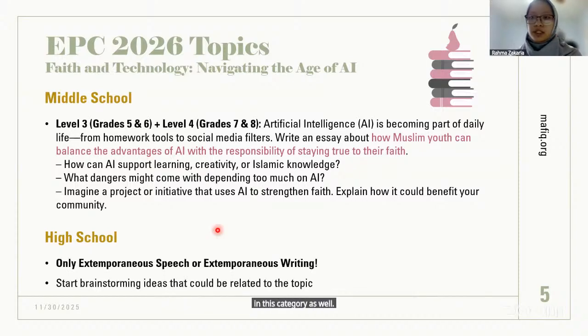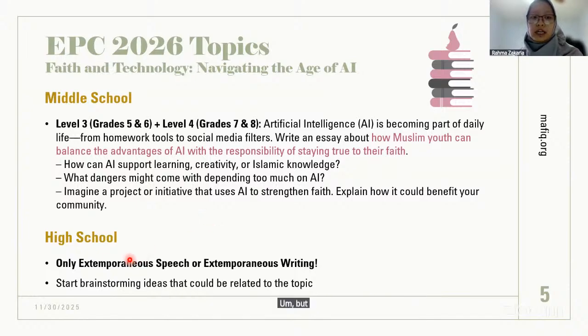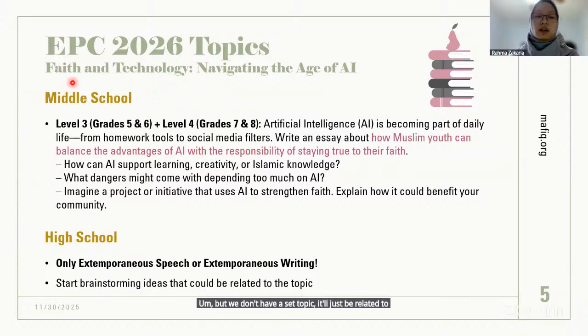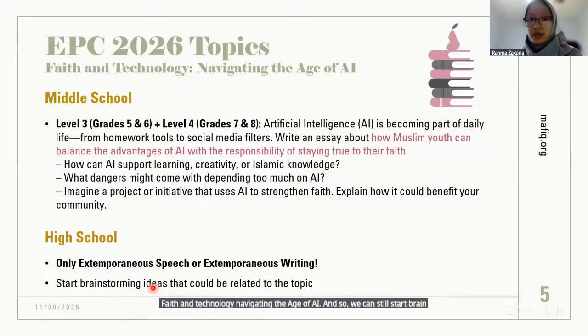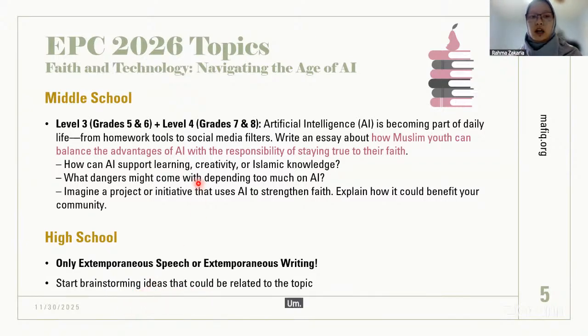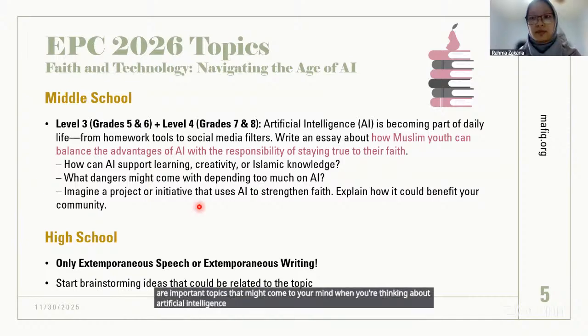And high school, which I don't think we have many people joining at the moment, but we don't have a set topic. It'll just be related to this overall topic of faith and technology navigating the age of AI. And so we can still start brainstorming ideas even from now, either based on the other levels' topics or about other important topics that might come to your mind when you're thinking about artificial intelligence and technology while we're learning.